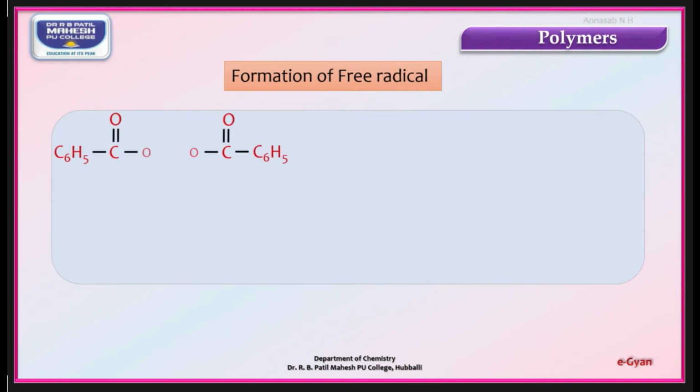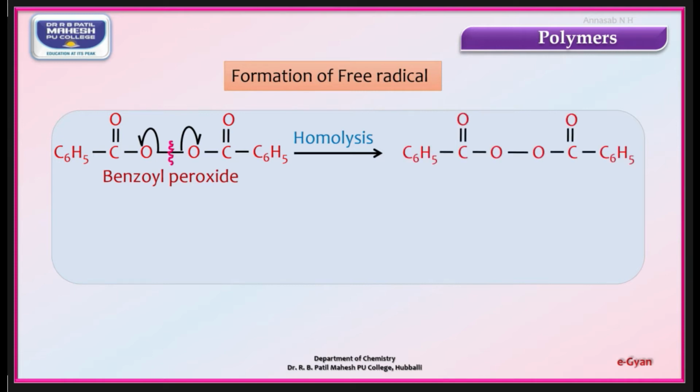Benzoyl peroxide, which has the formula C6H5COO twice, means both sides have the same groups. When it undergoes homolysis, the bond between the two oxygen atoms breaks and the shared pair of electrons is equally distributed. This process is called homolysis: the bonded pair of electrons is equally distributed between the two oxygen atoms.